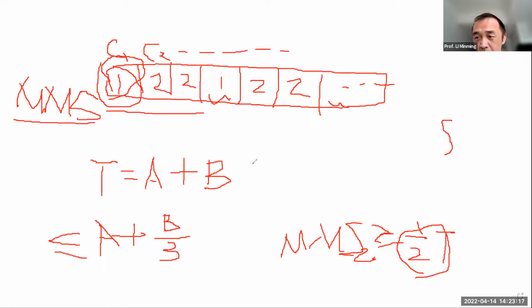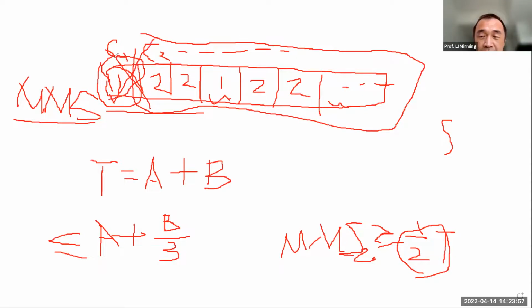Why? Similar reason. If you exclude the first item, the remaining sequence is 2, 2, 1, 2, 2, 1. So every time one gets the last item of a 3-item triplet, and since he gets the last one, the cost is at most 1/3 of the total cost. This is the same argument as before, because the first two items take at least 2/3, so the last item is at most 1/3. So the first player gets at most A plus B over 3, where B is the remaining items and A is the first item.